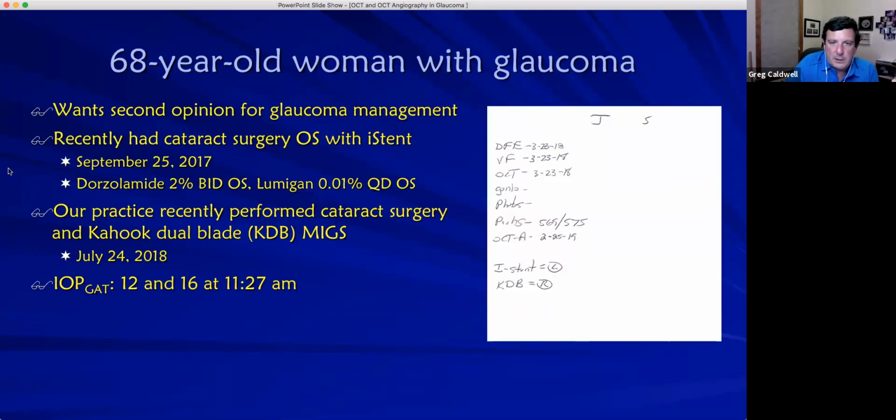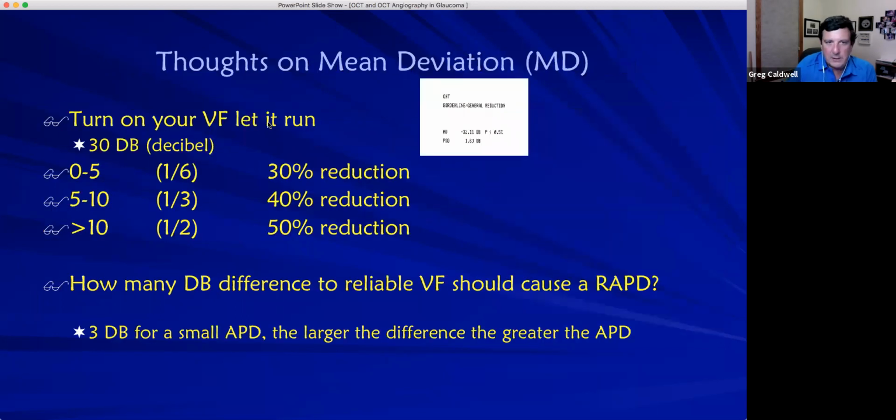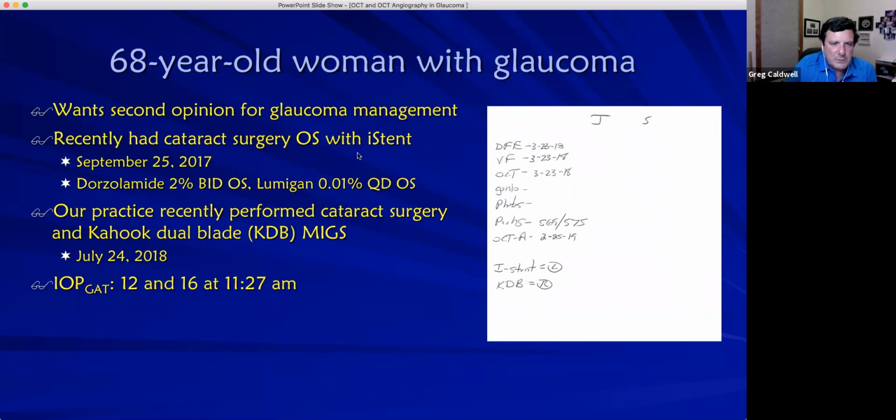Here's a 68-year-old woman with glaucoma. Nothing tricky here. This isn't cases. We're all about learning tonight. This isn't like case presentations where we're trying to fool you with red herrings. She wants a second opinion on her glaucoma. She had cataract surgery with an eye stent on September 25th, 2017. She's currently using dorzolamide 2% twice a day and Lumigan once a day in the left eye. She came to our practice. Our surgeon decided to do a Kahook Dual Blade on July 24th, 2018. She had a better outcome on that eye because without any drop, she's 12. With the eye stent and dorzolamide and Lumigan, she's got a 16.